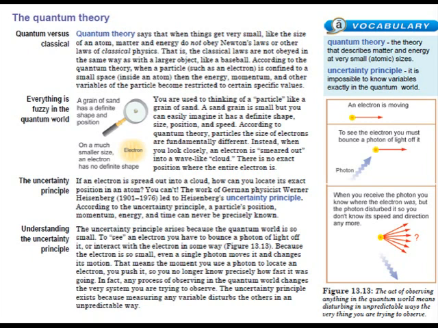You are used to thinking of a particle like a grain of sand. A sand grain is small, but you can easily imagine it has definite shape, size, position, and speed. According to quantum theory, particles the size of electrons are fundamentally different.